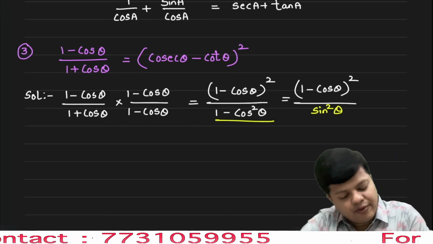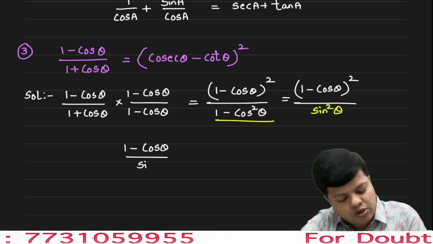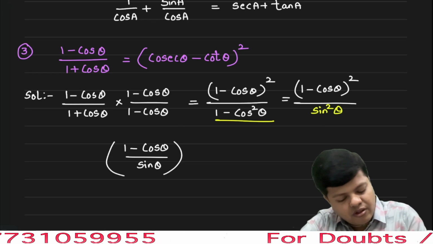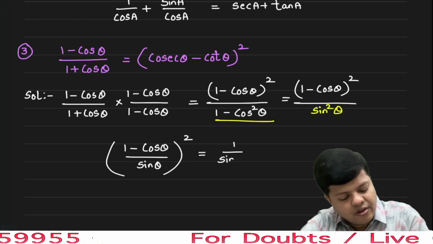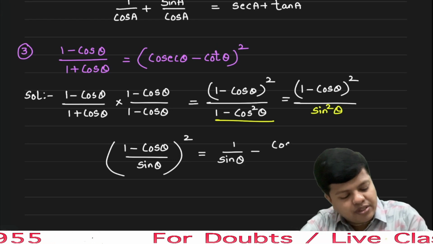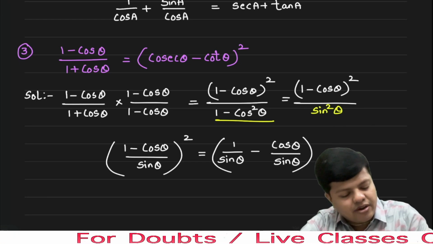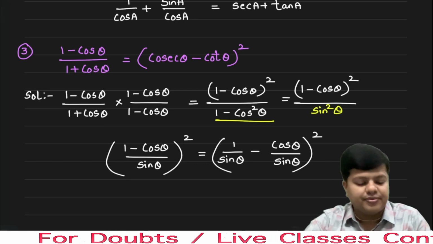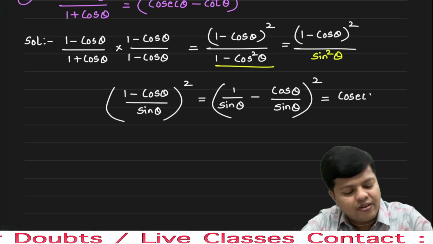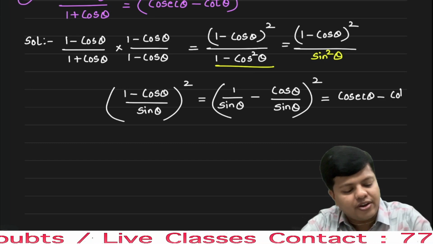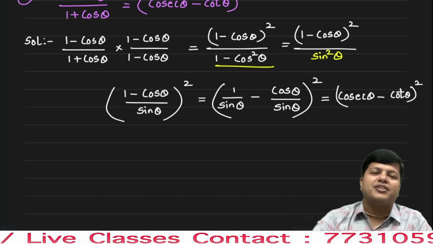So if you write 1 minus cos theta by sin theta whole square, and sin theta you separate, student, below 1 by sin theta minus cos theta by sin theta whole square, what answer you will get is equal to 1 by sin theta is cosecant theta minus cos theta by sin theta is cot theta whole square. You got the answer. Just do rationalizing.